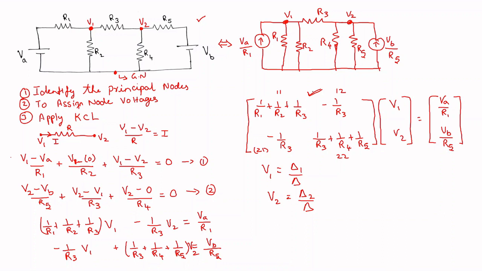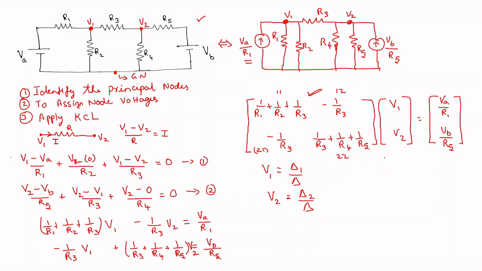So this is how you build the 1 by R matrix, which is multiplied by another vector of node voltages, that is node voltages V1 and V2, and is equal to, the right hand side, given by the currents. VA by R1 is the incoming current to this particular node. Since it is incoming, I have given a positive sign here. So it is VA by R1. Similarly, for node 2, the incoming current is VB by R5. So we have given here VB by R5.